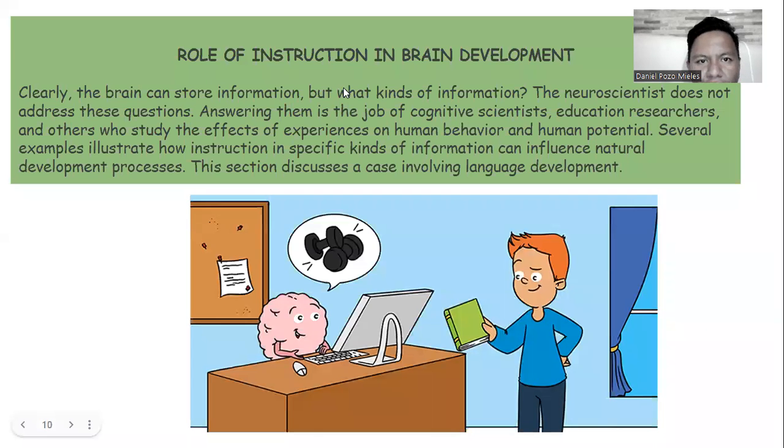Okay, now we have the role of instruction in brain development. Clearly, the brain can store information, but what kind of information? The neuroscientist does not address this question. Answering it is the job of cognitive scientists, education researchers, and others who study the effects of experiences on human behavior and human potential. Several examples illustrate how instruction in a specific kind of information can influence natural developmental processes. This section discusses a case involving language development.